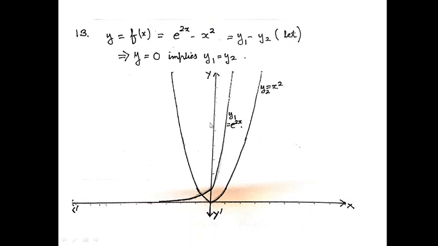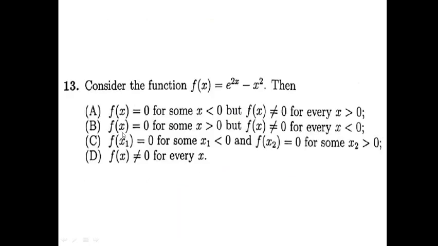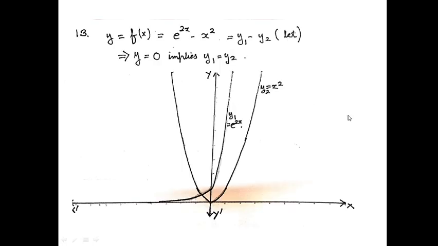For negative x you will have one solution as shown in the figure, and this will occur at some point here. So this was the explanation, and the right option would be A: f(x) equals 0 for some negative x but f(x) not equal to 0 for every positive x. Okay, 13 we are done.